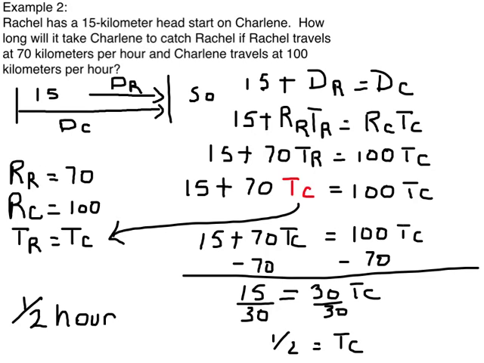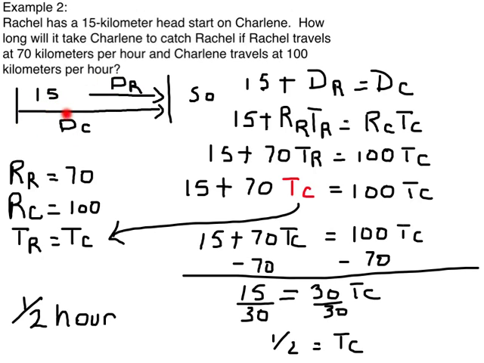Example 2 says Rachel has a 15-kilometer head start on Charlene. How long, now we're going to be looking for time in this one, how long will it take Charlene to catch Rachel if Rachel travels at 70 kilometers per hour and Charlene travels at 100 kilometers per hour? All right, so this 15 here represents the head start that Rachel has on Charlene. She has already gone 15 before Charlene ever even starts.